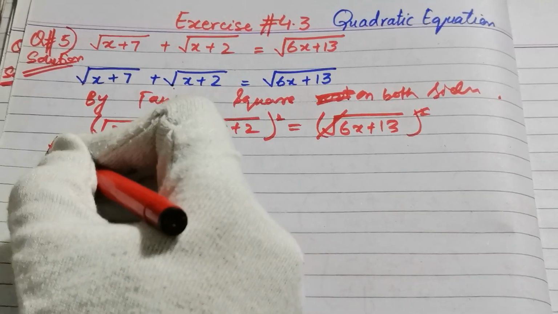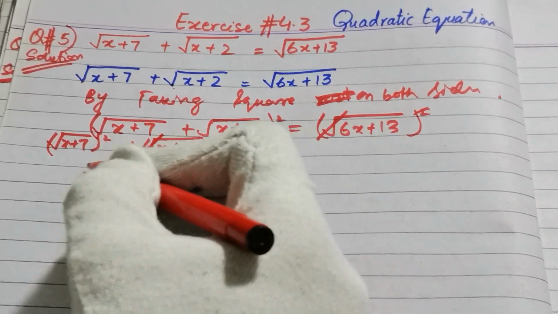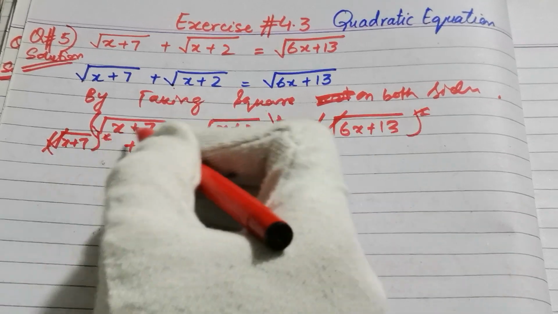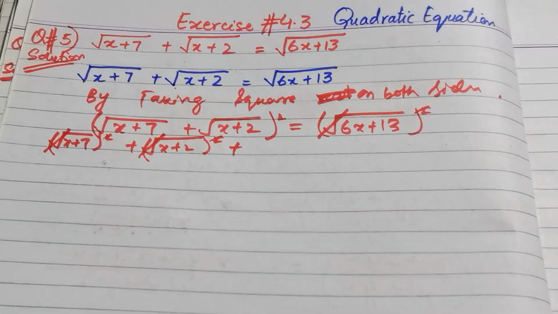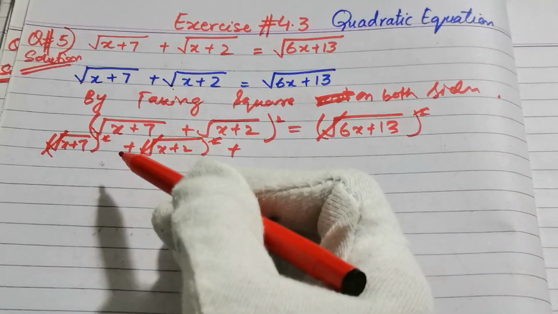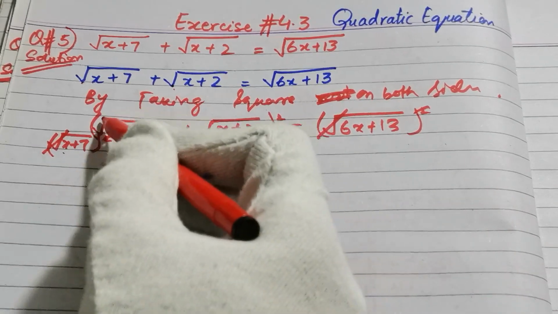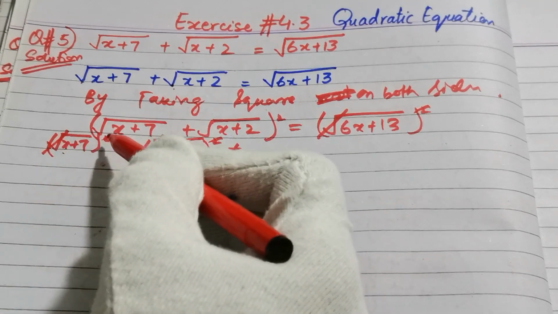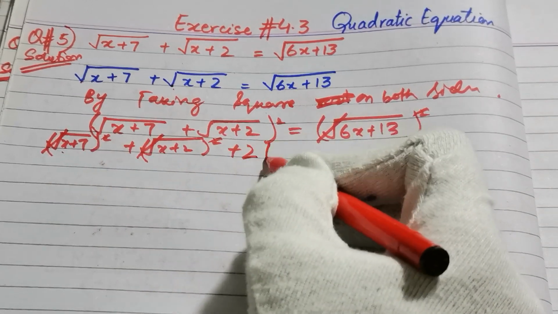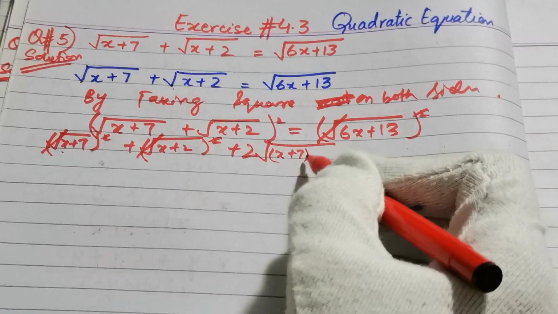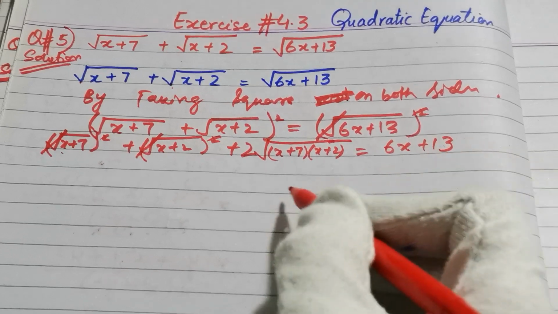Under root x plus 7 square plus under root x plus 2 whole square. 2 and 1 by 2 cancel, 2 and 1 by 2 cancel. This term we consider as a, this term we consider as b. So (a plus b) whole square, and when we open it, this formula: a square plus b square plus 2ab. a is under root x plus 7, a square; b is under root x plus 2, b square; plus 2a into b is equal to 6x plus 13.